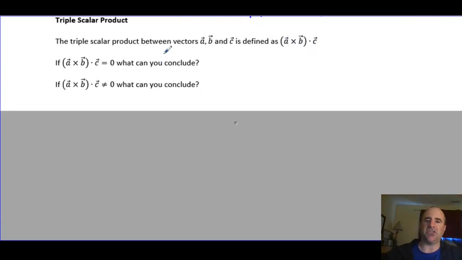Okay, so let's just talk about what this means. A cross with B dotted with C. What if that equals 0? What if it doesn't equal 0? It actually tells you something about the vectors. I always ask this in class, and I usually will get somebody who gets an answer. Let me just try to draw it out for you, and we'll see what we get here.